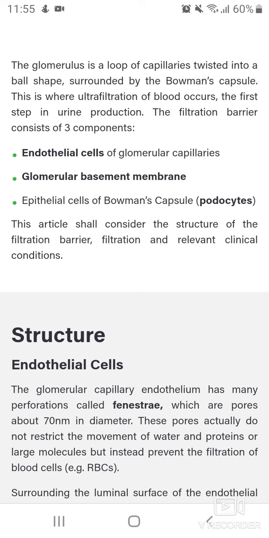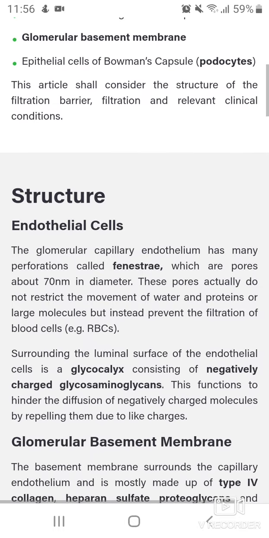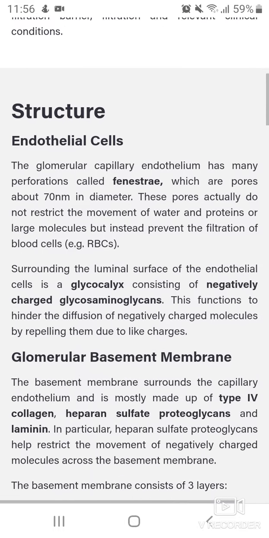The filtration barrier consists of three components. Number 1, endothelial cells of glomerular capillaries. Number 2, glomerular basement membrane. Number 3, epithelial cells of Bowman's capsule, podocytes. This article shall consider the structure of filtration barrier, filtration and relevant clinical conditions. Next we are discussing about the structure of glomerulus.